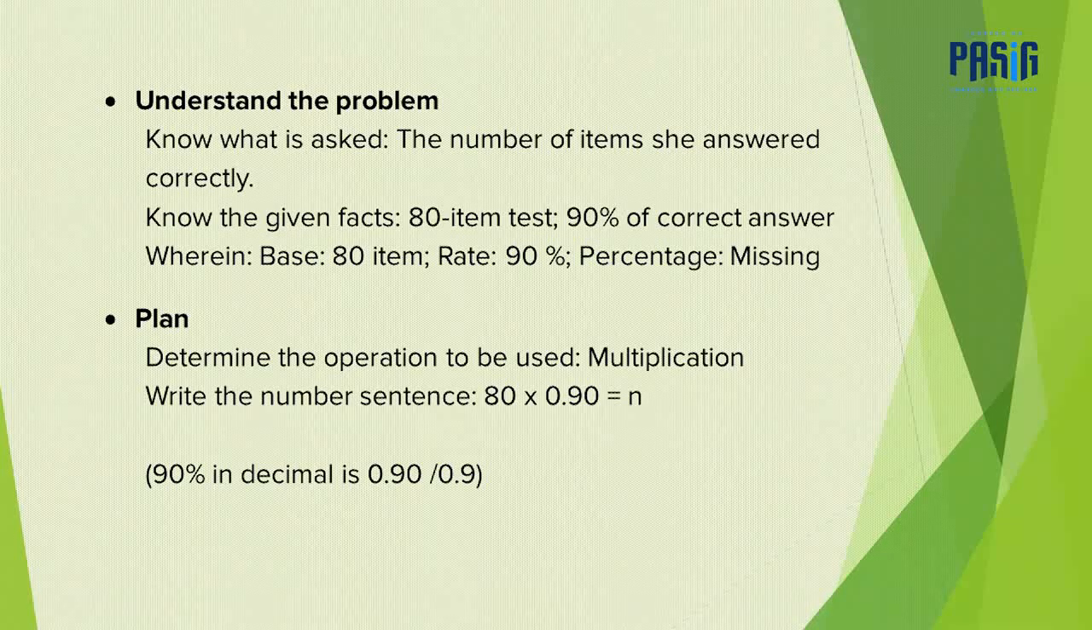After that, you have to plan. You have to determine the operation to be used, and the operation to be used is multiplication. Then, write the number sentence. The number sentence is 80 multiplied by 90 hundredths equals n. Why 90 hundredths? Because 90% in decimal is 90 hundredths, or it can also be 9 tenths.